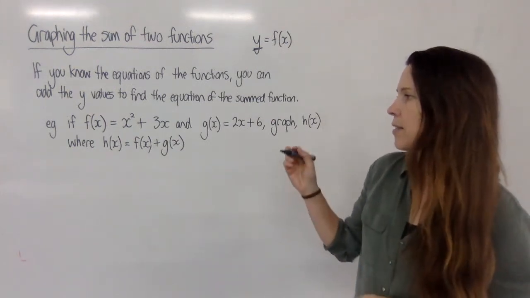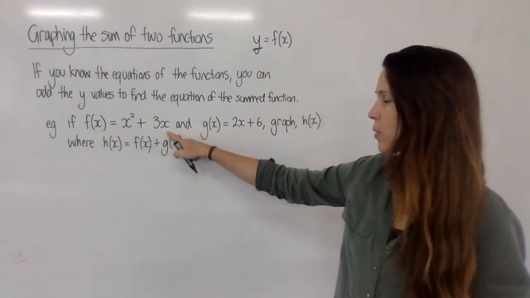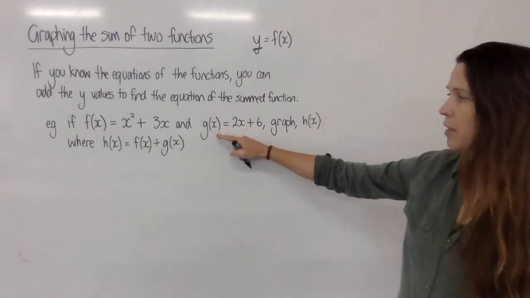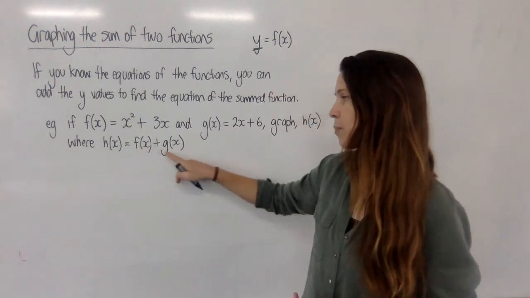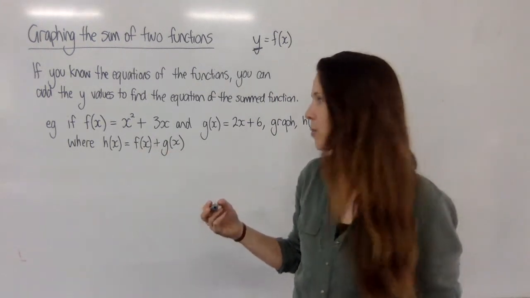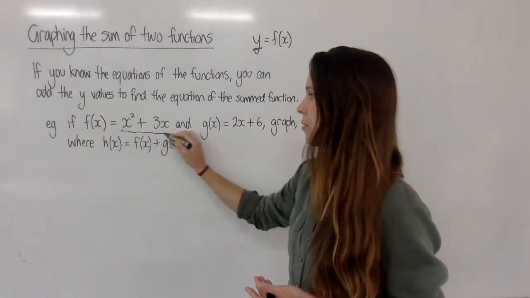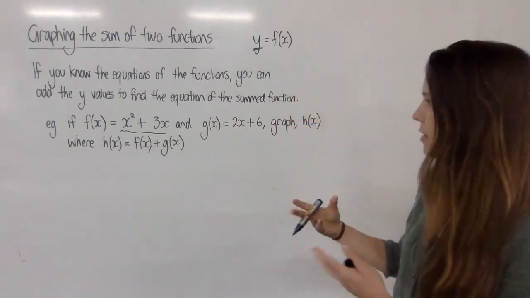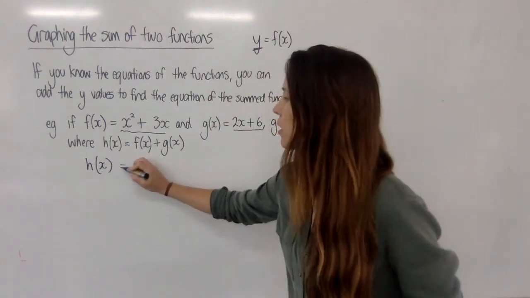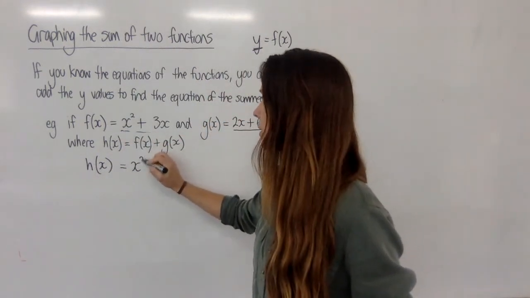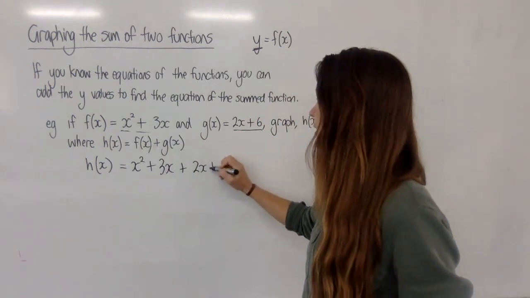Now, easiest way to understand this is to just look at an example. Here we say if f of x is equal to x squared plus 3x, and g of x is some other function, 2x plus 6. Graph h of x, where h of x is f of x plus g of x. Now to think about what it is that we're needing to add here, what is f of x? Well, f of x equals all of this stuff. Okay, that's what the function is. So if we're adding the function to the other function, then we can see that the formula for h of x is really just all of the f of x stuff plus the formula for g of x. And we can just simply add them together like that.